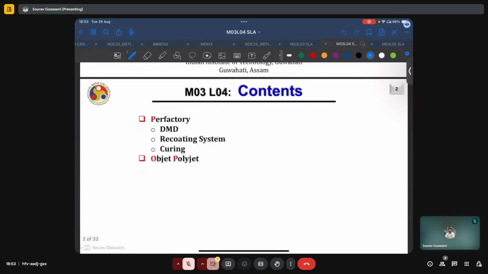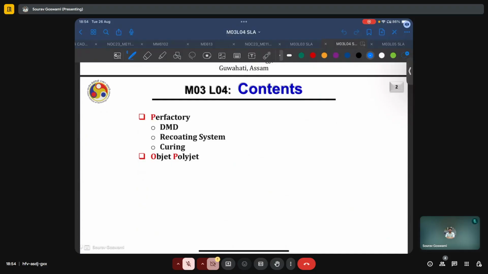A few other processes which also use liquid feedstock for printing of parts are Perfactory and Objet PolyJet. Some of the subsystems of Perfactory are DMD or digital mirror device, also sometimes called a digital micro mirror device, the recoating system, and curing.